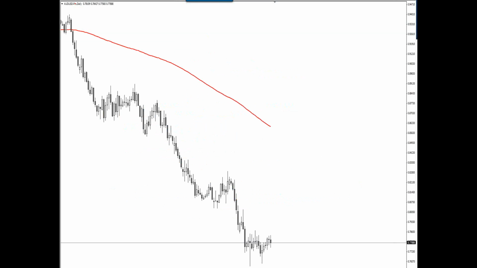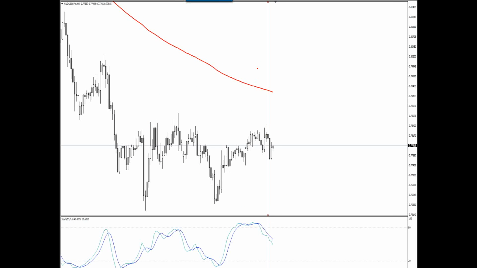Daily Australian dollar is bearish because the price is below 200 EMA. If the price is below 200 EMA, we qualify the trend as bearish. So in this example, the trend is bearish. Then we need to move on to 4 hour time frame to capture the momentum. We can see that I have chosen this candle as an example, and because of that I have put a vertical red line. Okay, so the momentum is to the downside.